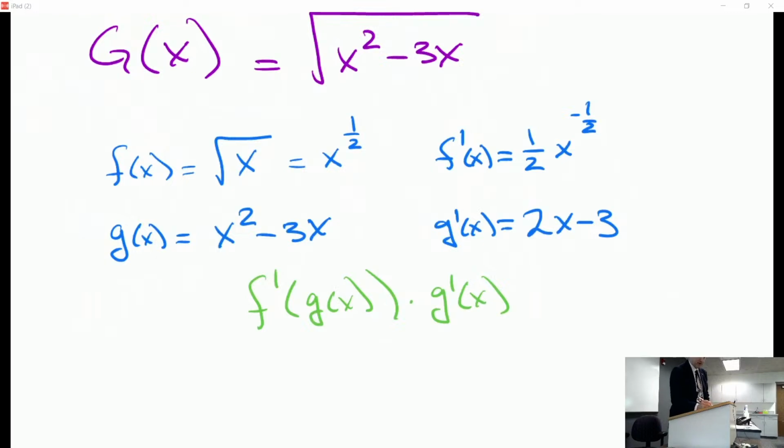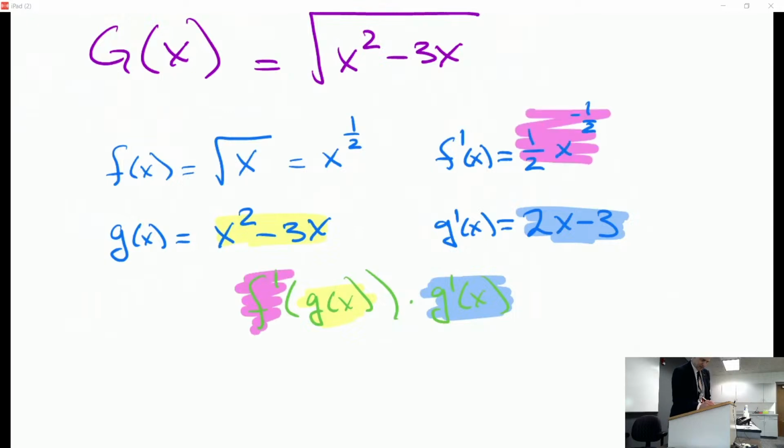If you have highlighters, it could be fun, maybe not so fun, to actually highlight this. g of x is right here. This g prime of x, oh, that was not a good choice, was it? Oh well. And then this f prime is this. That was not a great choice either, but that's okay because I can handle it. Let's put it all together.